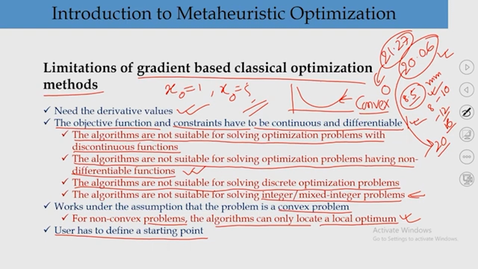So, the user has to define a starting point, and you can say this is another limitation of classical optimization techniques. Why am I telling you about this limitation? Because these meta-heuristic optimization methods are developed to overcome these limitations. So, when we discuss meta-heuristic optimization techniques, these algorithms are actually designed to overcome these limitations of the classical optimization methods. I hope this is clear to you.